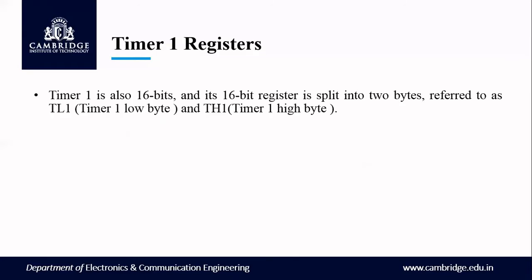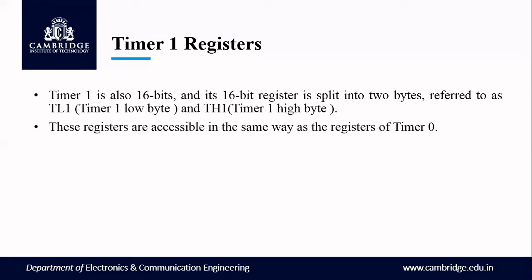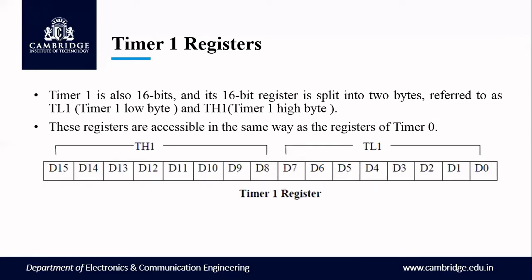So similarly, the timer 1 register, again it is a 16-bit register split into 2 bytes referred to as the low byte and high byte of timer 1. These registers are accessible in the same way as the registers of timer 0. So this is the structure of the timer 1 register. Again, it is a 16-bit register divided into 2 bytes, that is TL1 and TH1. TL1 stands for timer 1 low byte, TH1 stands for timer 1 high byte. Like this, we are going to have two timers, timer 0 and timer 1. Both the registers are divided into 8-bit registers. So we'll be having TL0, TH0, TL1 and TH1.